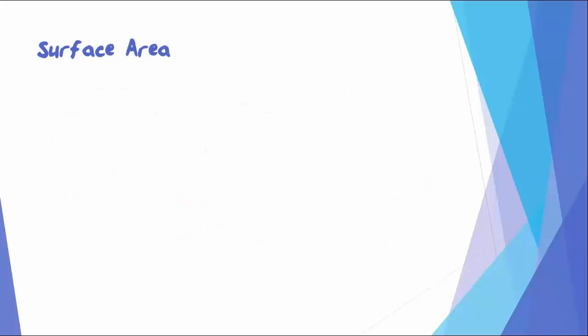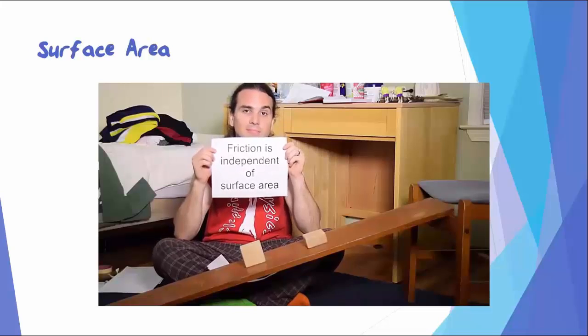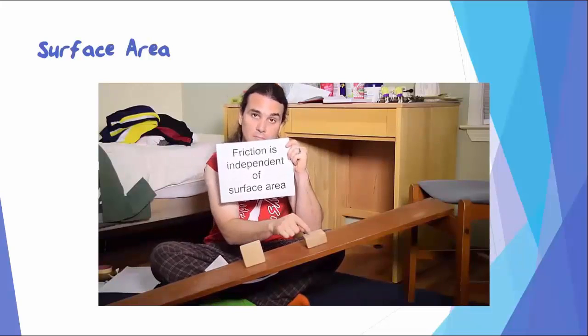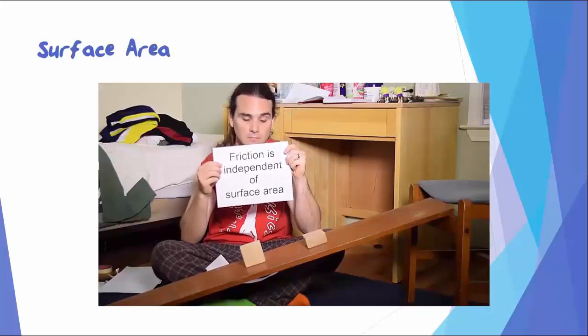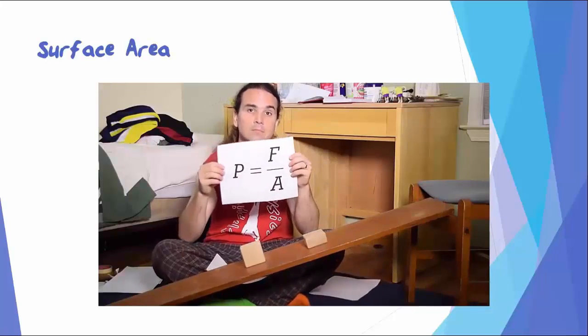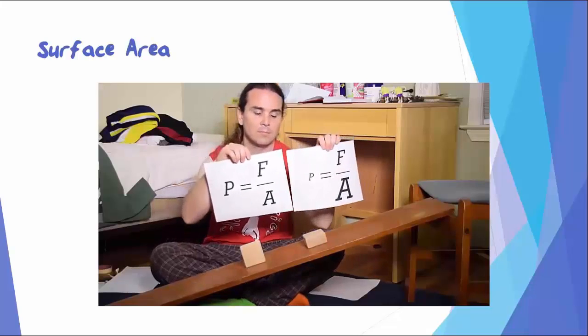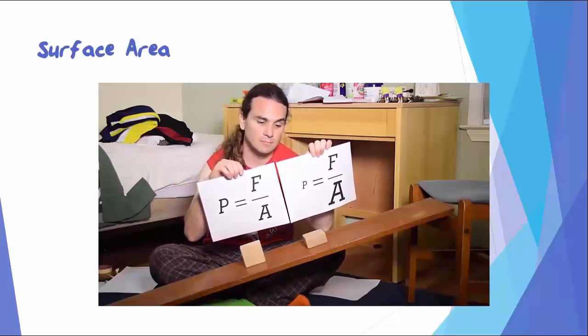And now, a message about surface area from Bobby of Flipping Physics. Friction typically does not depend on surface area. In other words, because these two blocks are equal in mass, even though the top block has a larger contact surface area, they will have the same force of static friction. This is because pressure, which equals force divided by area, will decrease proportionally as the contact surface area increases, and the force of static friction will remain the same.